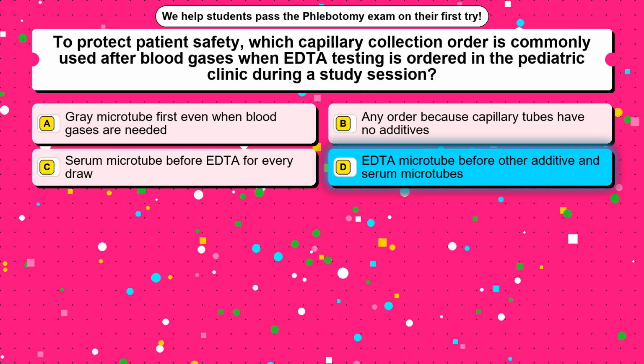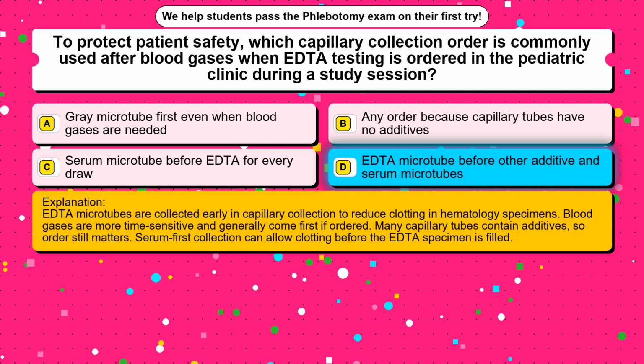The correct answer is option D, EDTA microtube before other additive and serum microtubes. EDTA microtubes are collected early in capillary collection to reduce clotting in hematology specimens. Blood gases are more time-sensitive and generally come first if ordered. Many capillary tubes contain additives, so order still matters. Serum first collection can allow clotting before the EDTA specimen is filled.